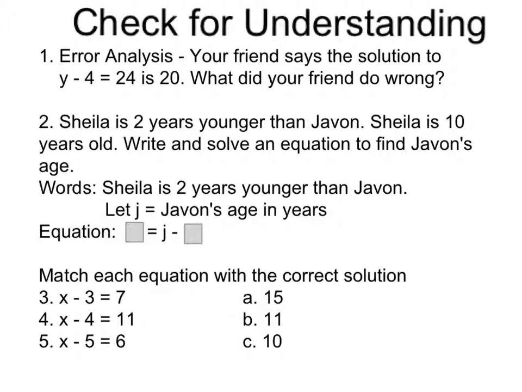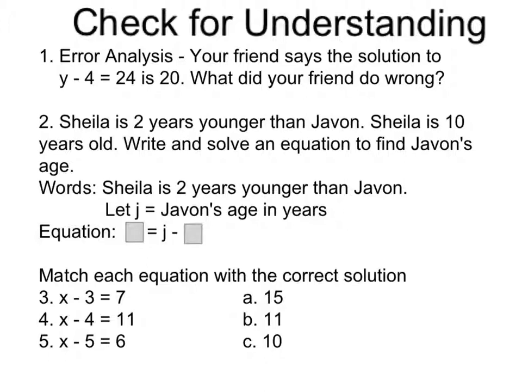2. Sheila is 2 years younger than Javon. Sheila is 10 years old. Write and solve an equation to find Javon's age. So what you know is Sheila is 2 years younger than Javon, and let J equal Javon's age in years. So you just need to complete the equation and then solve and find the answer.